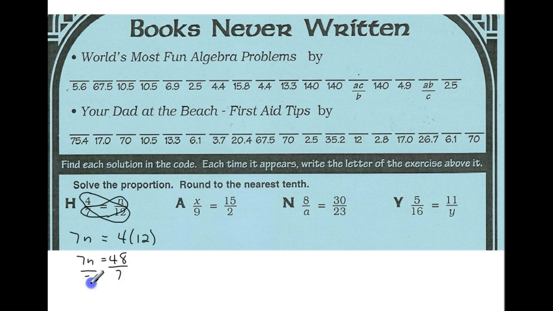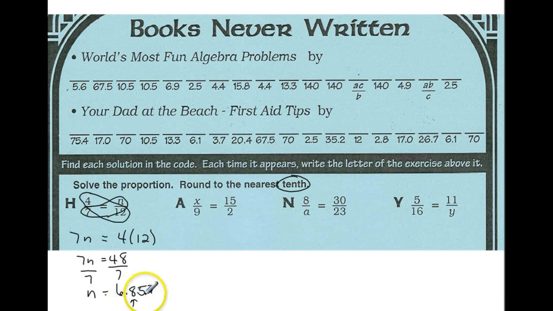I'm going to divide both sides by 7. And I'm going to get n, grab my calculator, is equal to 6.857. And there's more after that. But it says here to round to the nearest tenth. So my nearest tenth is right here.